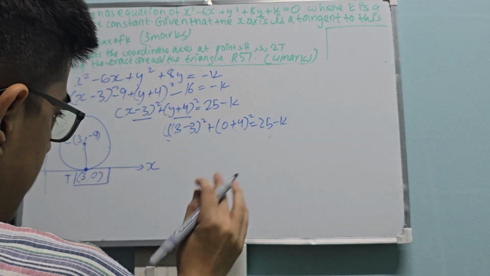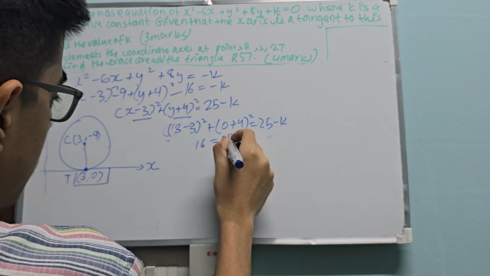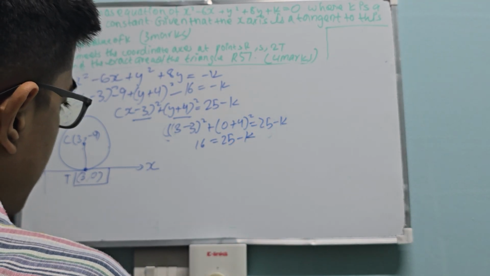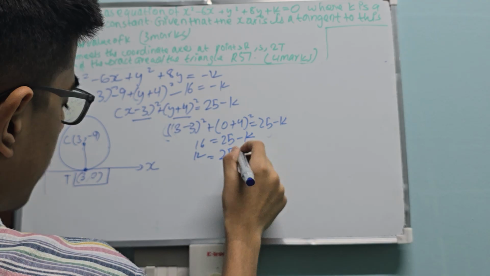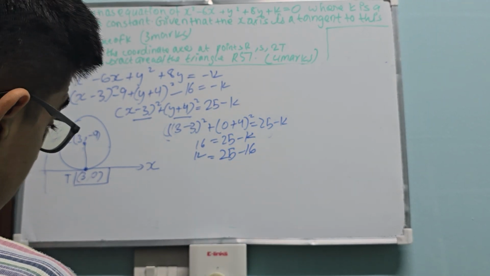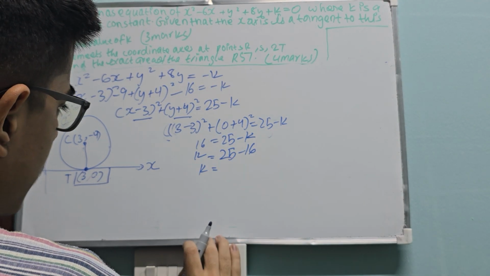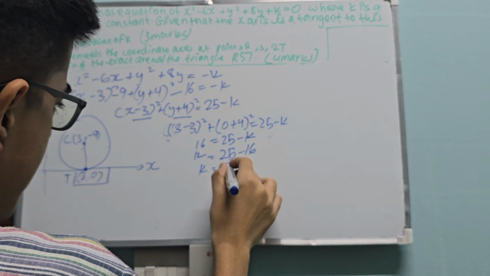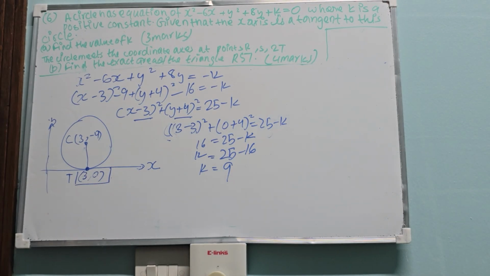This is 0, 3 minus 3 is 0. Okay, 4 squared is 16, 25 minus k. Alright, so you take k to the side, 25 minus 16. 25 minus 16 is going to give us 9. So hence the k is going to be 9.